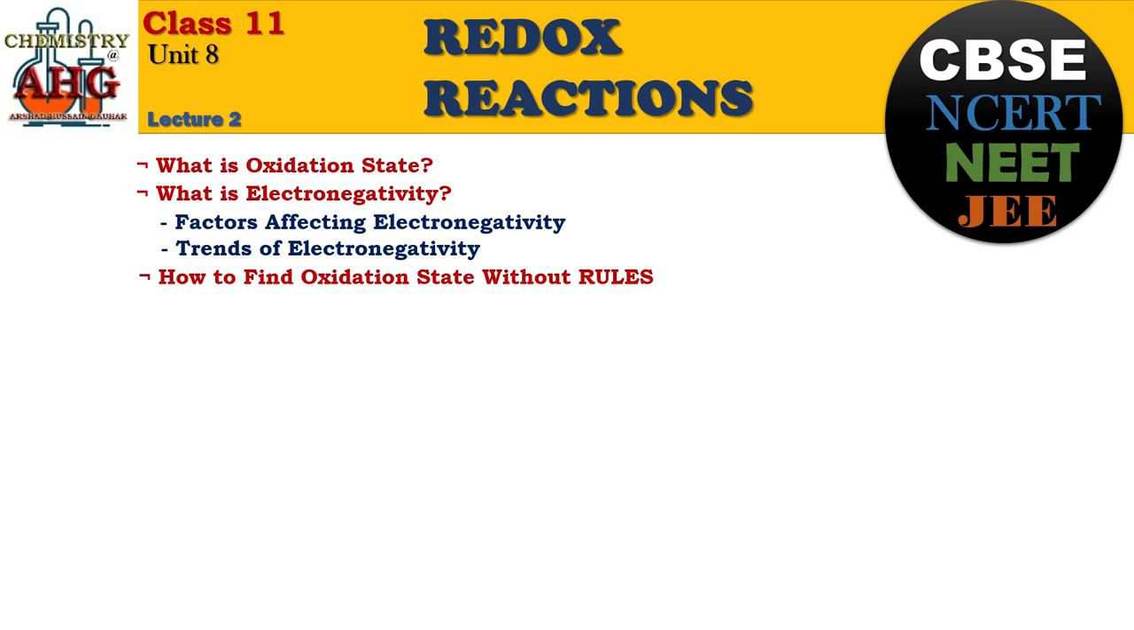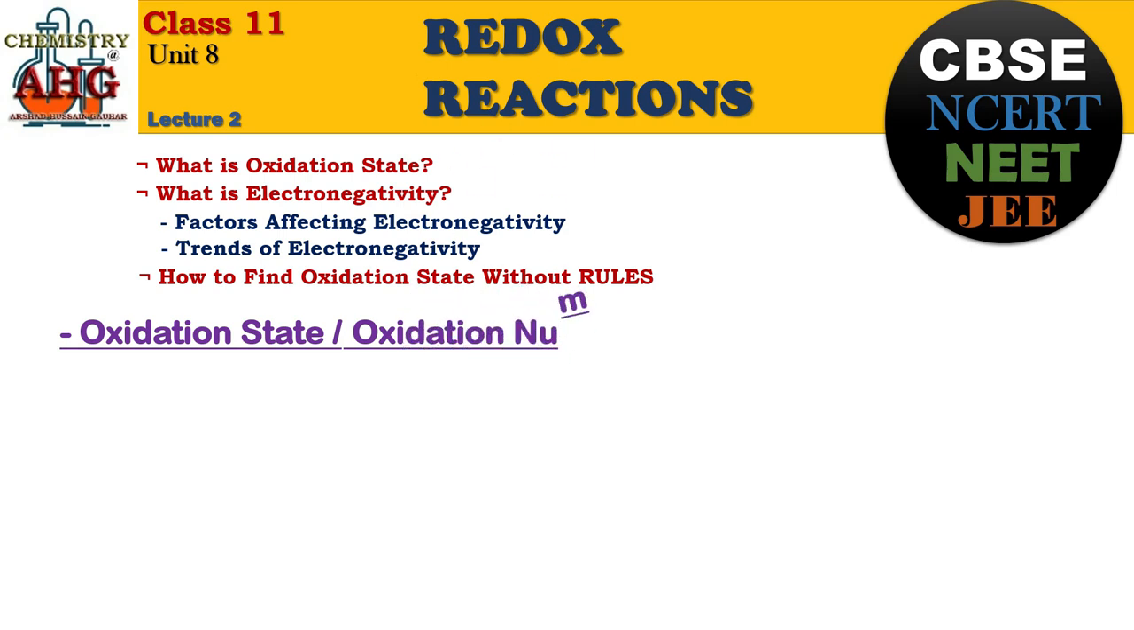Let's start the lecture. First of all, you must know what is oxidation state or oxidation number. Oxidation state is also known as oxidation number. How can you define the oxidation state of an element? Generally speaking, it is the charge written on an atom. Charge written on an atom is known as oxidation state or oxidation number.